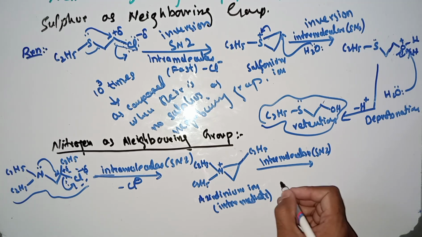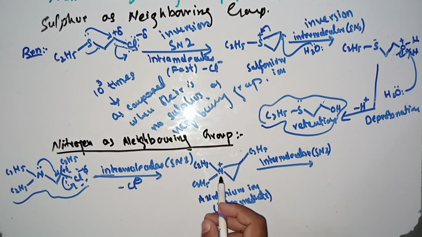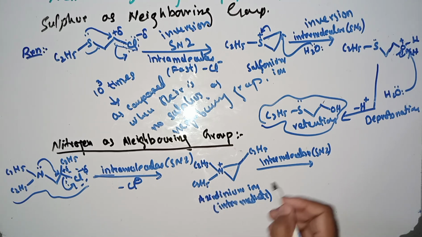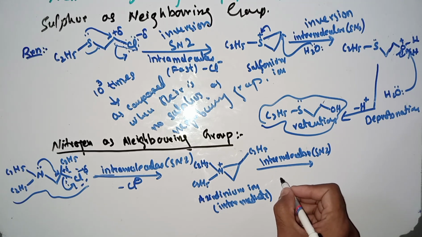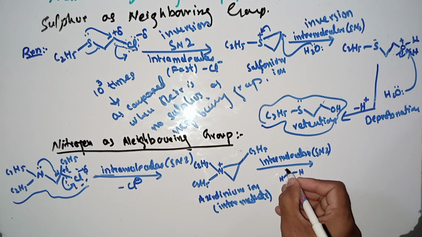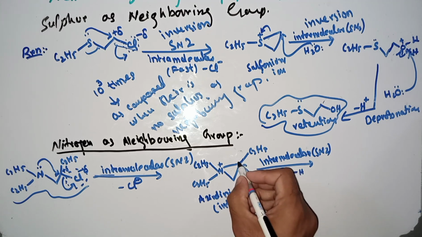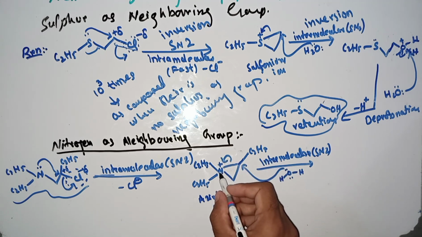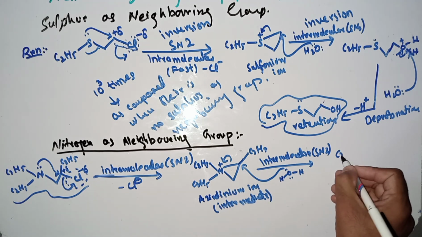This will be the attack of the solvent on this carbon to gain stability, removing the positive charge from the system. This is when H2O acts as a solvent. We know that this oxygen contains two lone pairs. This will attack this carbon, so the bond will shift toward this nitrogen, and nitrogen becomes neutral.